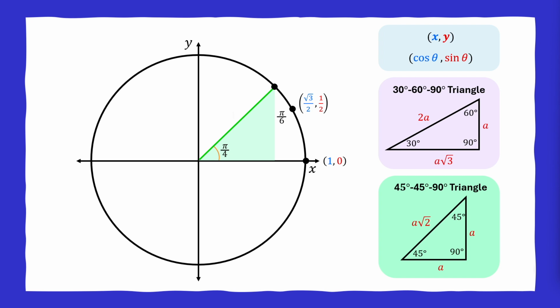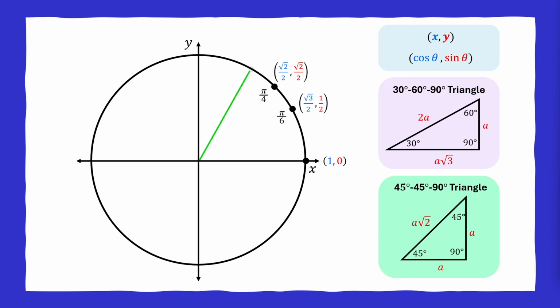Since the unit circle has a radius of 1, the hypotenuse of this triangle is 1. To find the length of each leg, we divide the hypotenuse by the square root of 2, giving 1 over the square root of 2. Rationalizing the denominator, we get the square root of 2 over 2. Thus, the coordinates of the point at pi over 4 radians are the square root of 2 over 2 for both x and y. This shows that the cosine and sine of pi over 4 are equal.